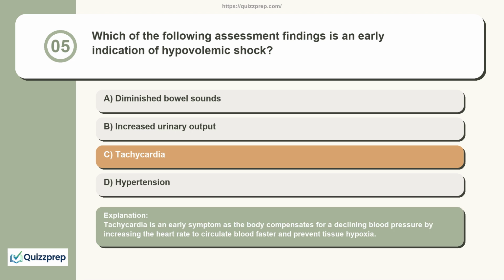Tachycardia is an early symptom as the body compensates for a declining blood pressure by increasing the heart rate to circulate blood faster and prevent tissue hypoxia.